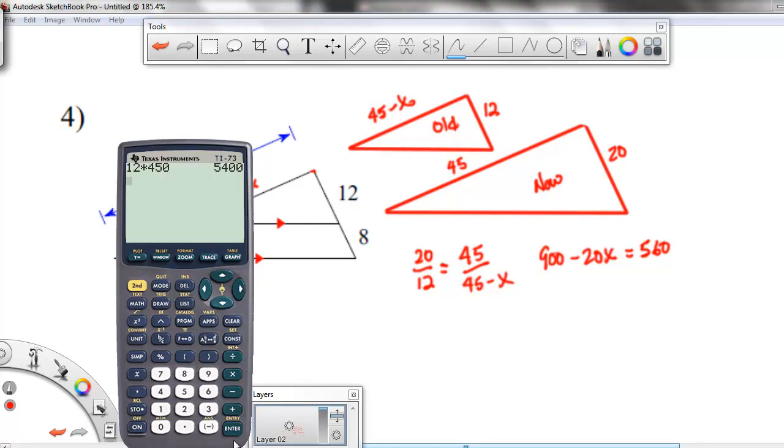Let's go ahead and check that and make sure that's right. So 12 times 45. Yeah, 540. I'm glad I checked that. 540. Let's go ahead and erase that.